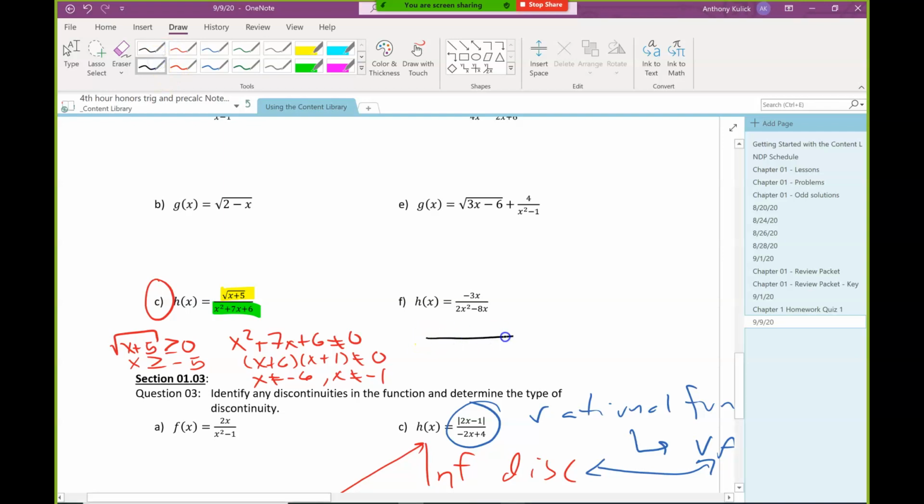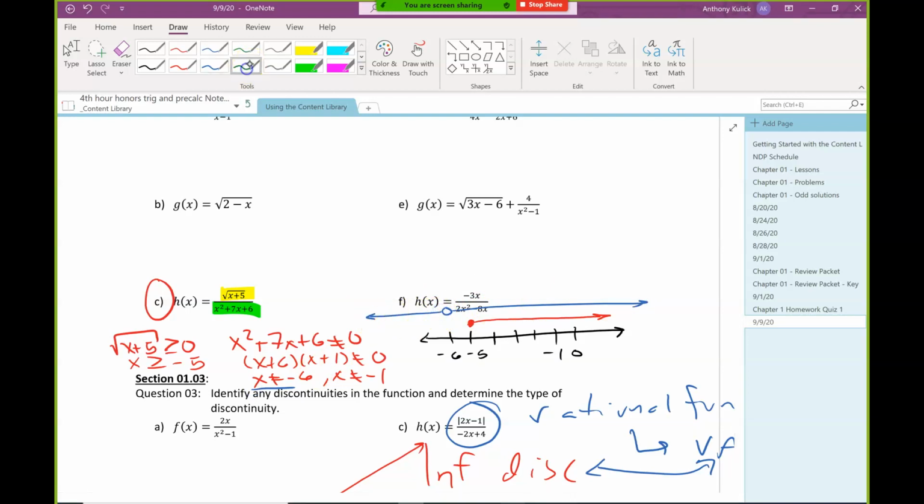So this is the way I would look at it. So I'm going to draw a number line. And I'm going to just draw in these three things separately. So greater than or equal to negative 5 looks like this. Cool? X not equal to 6 looks like this. And then x not equal to negative 1 looks like this.